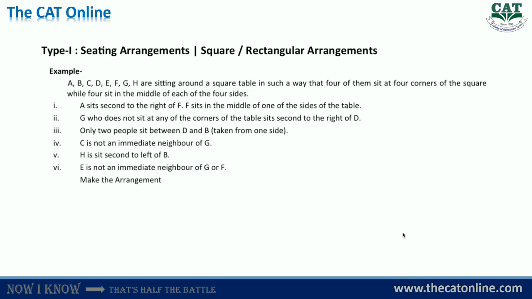So let's look at this question. Now there are 8 people. They are sitting around a square table. 4 of them are sitting at corners and 4 at the middle of each of the 4 sides. So it would be placed like 1, 2, 3, 4. 4 people are sitting over here and 4 people would be sitting at the 4 corners. So this will be your skeleton.